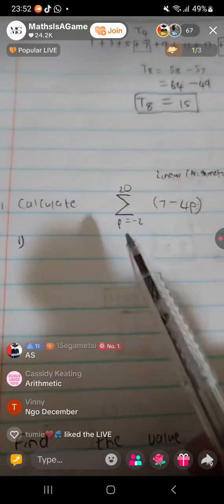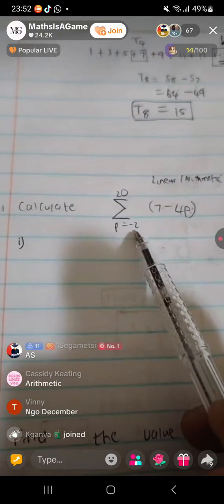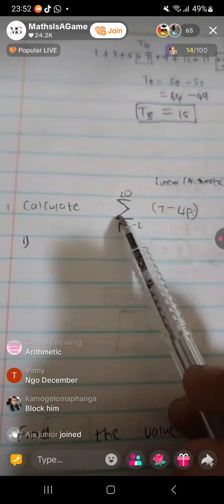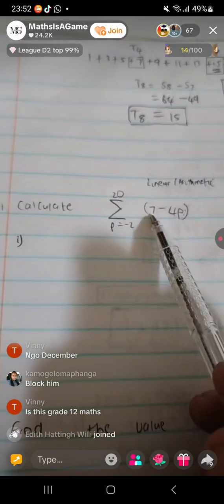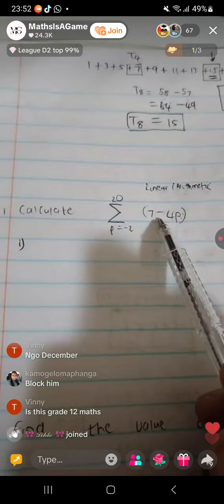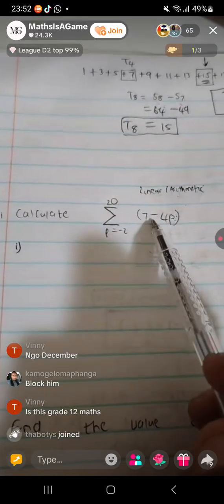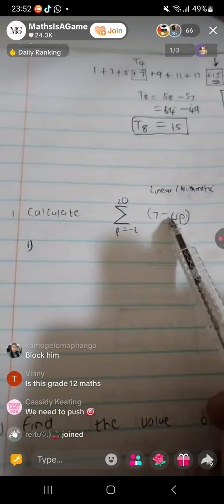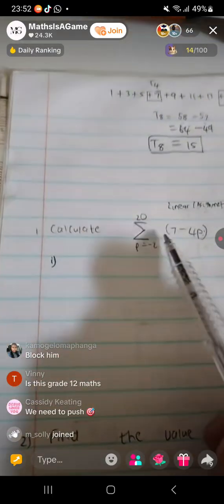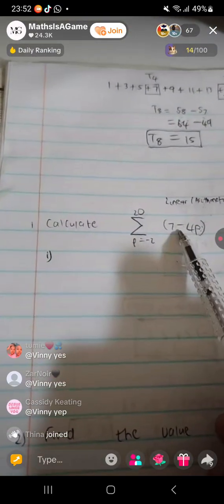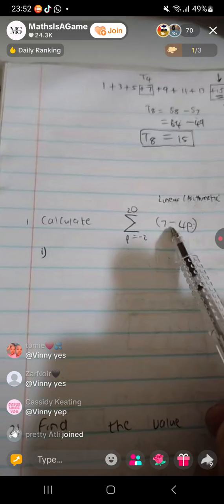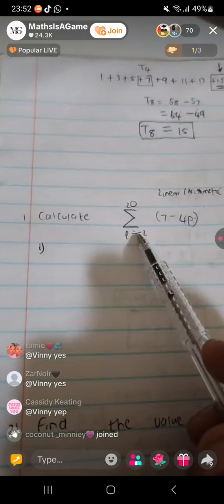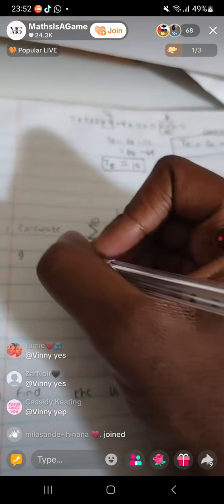Okay, anyways, p equal to -2 is the substitution for our first term, then 20 is our substitution for the last term. Are we together? So let us go ahead and substitute to get the terms of the series. We first substitute -2 to get the first term.